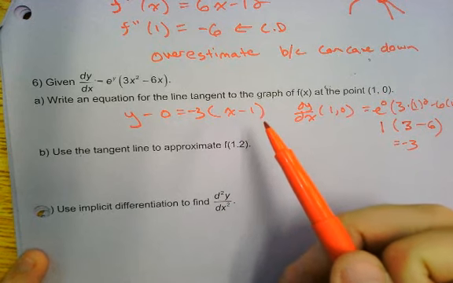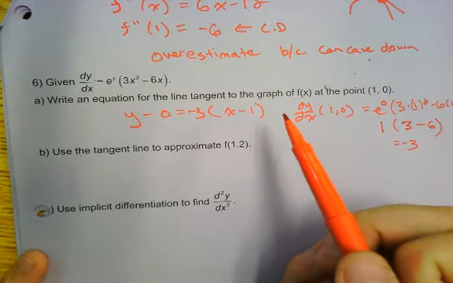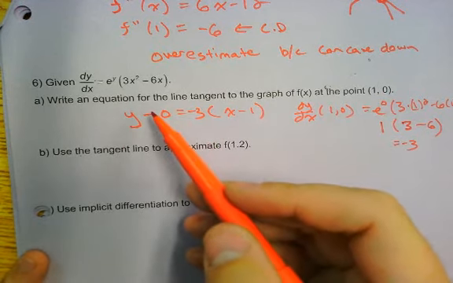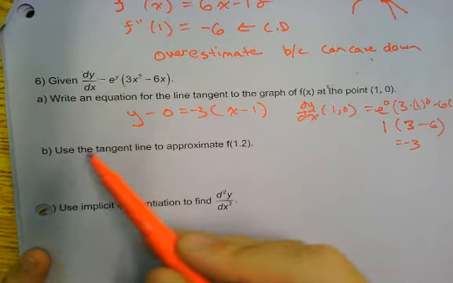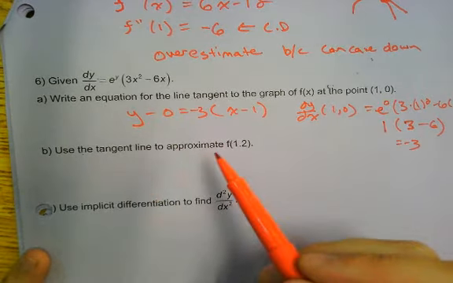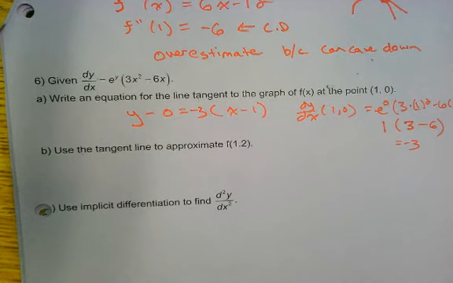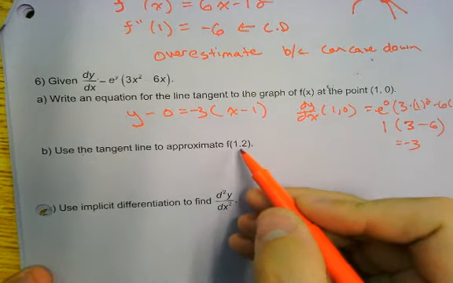Now, on the questions you're going to get, like in your review and on your test, they're never going to ask you, unless it's a free response, to go step by step by step. They're literally going to go right to part B: use the tangent line to approximate f of 1.2. Just kind of be aware of that. They're not going to walk you through it. But hey, let's use this to approximate.